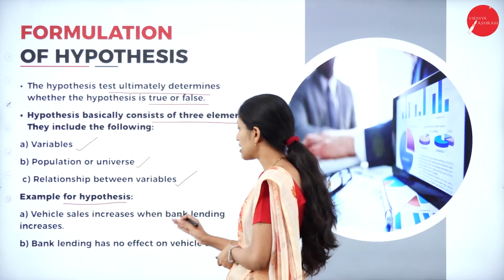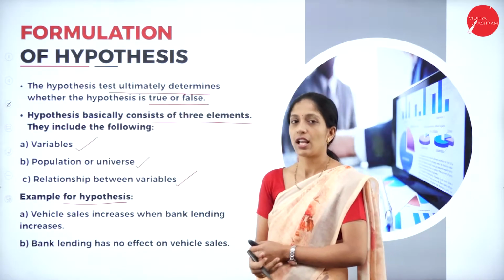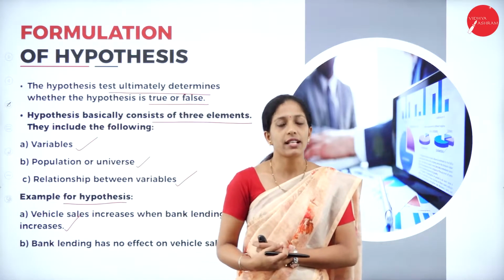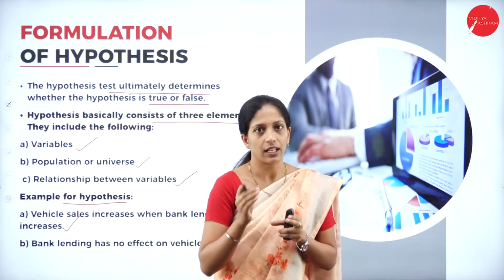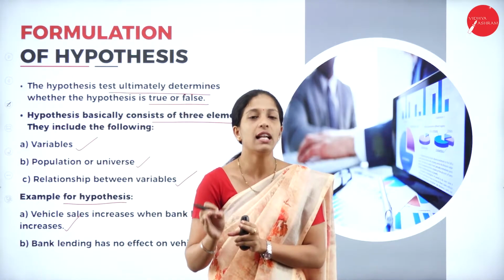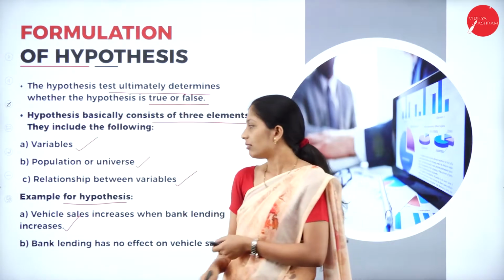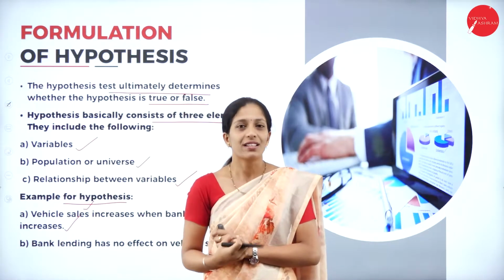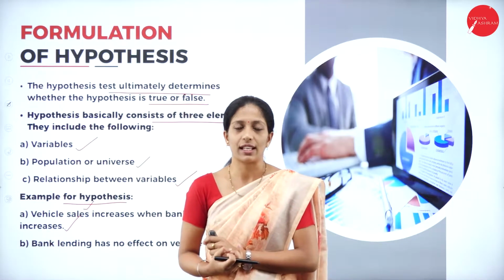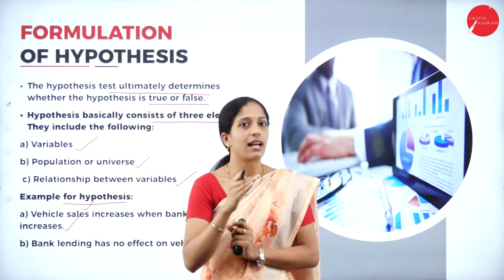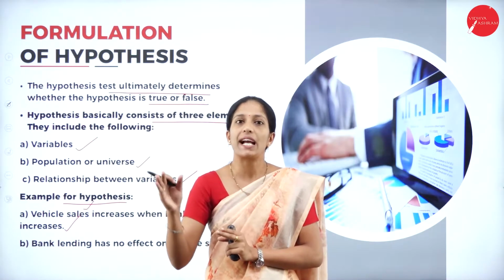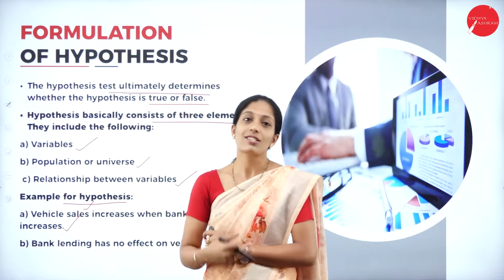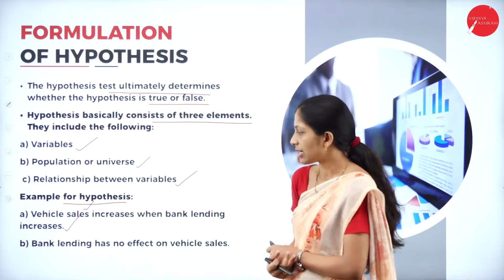Vehicle sales increase when bank lending increases. So, here this is just an assumption of the researcher. He tells that if the bank lends more money or more financial assistance to the buyer, then vehicle sales increase. In the sense, he is going to purchase the vehicle. If the financial assistance from the financial institution increases, thereby it leads to an increase in the sales volume of the vehicle. So, this is just an assumption made by the researcher.